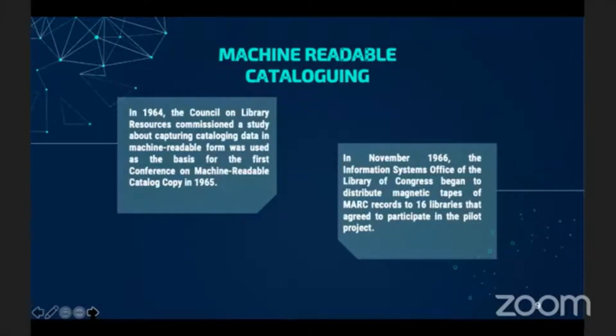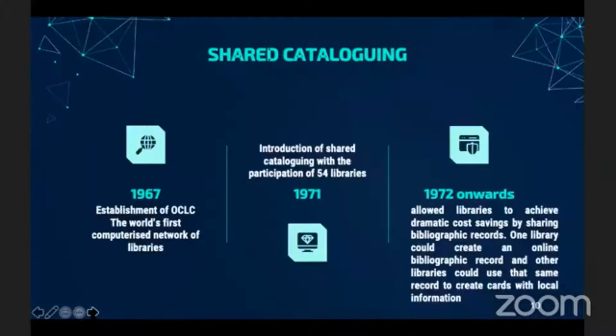Now, an important development in the MARC is the distribution of the machine captured records as magnetic tapes to 16 different libraries, which showed the possibility of networking and collaboration, which formed the basic cornerstone of today's networking and distributed resource sharing in libraries. So this led to the establishment of OCLC, the Ohio College Library Consortium, in the year 1967, which is the first computerized network of libraries.